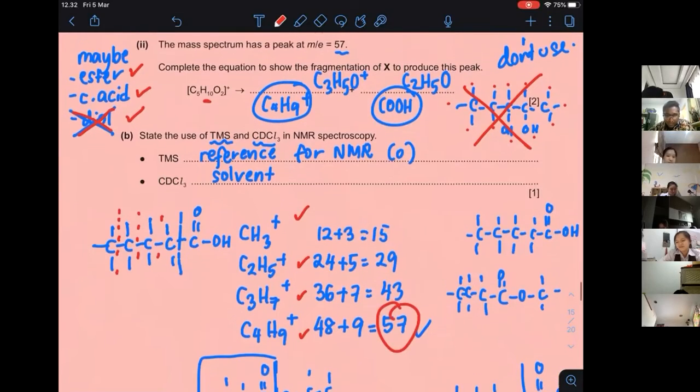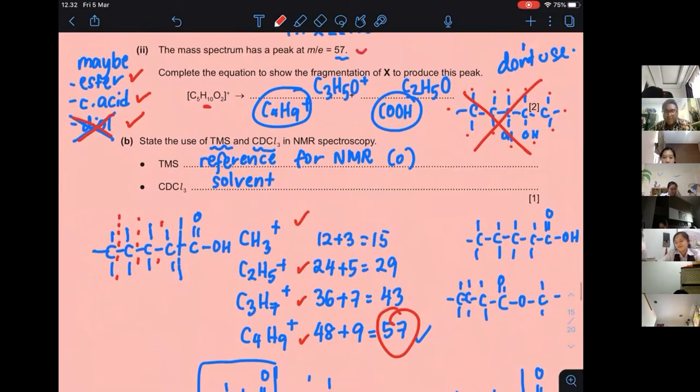Okay, the moment I saw 57, then I think, yeah, it's fine. So I just put the 57. I took this one, C4H9+. And then if I break over here, then of course there's going to be COOH.